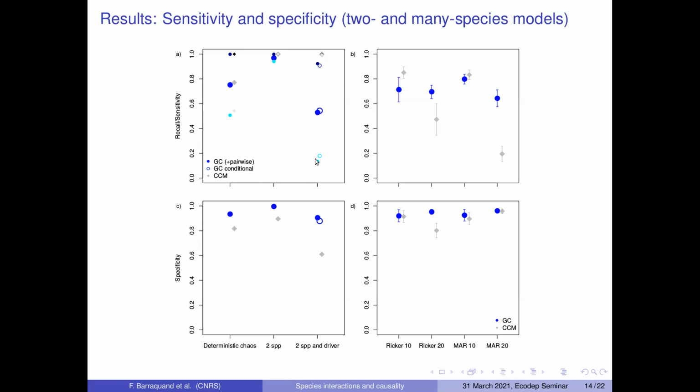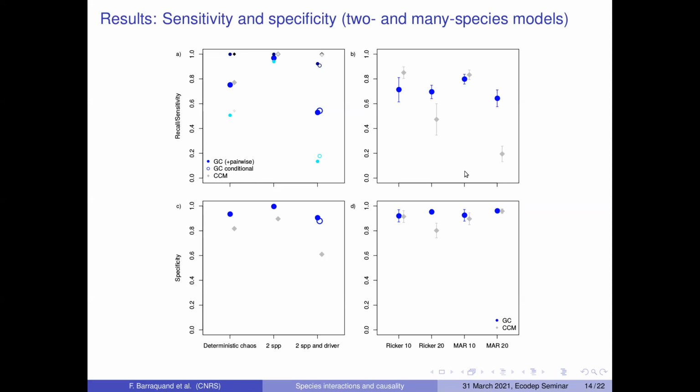So just perhaps to clarify, in our two species systems, there's always, let's say, an interaction from species 1 to species 2 which is stronger than from species 2 to species 1. So that's why I'm talking about the weak and the strong interaction. So convergent cross mapping had high sensitivity there, but it also had a worse specificity. So both methods here failed to some degree.